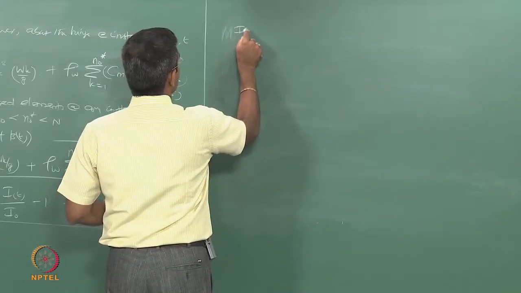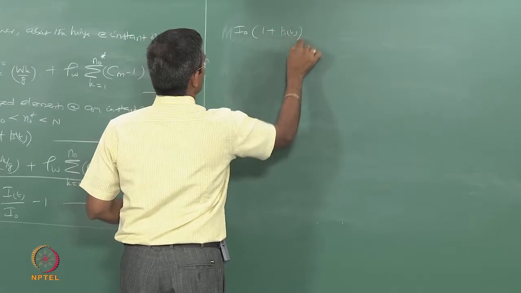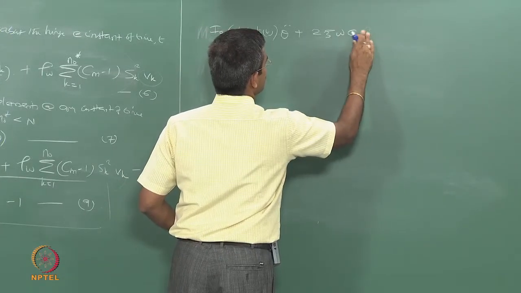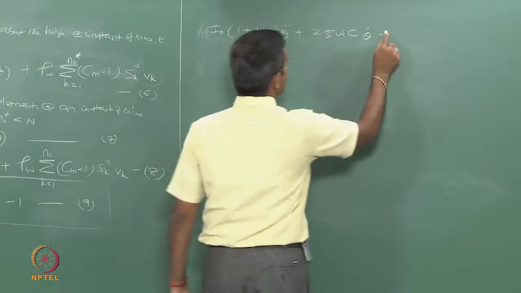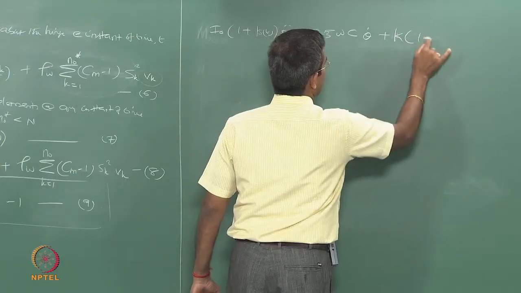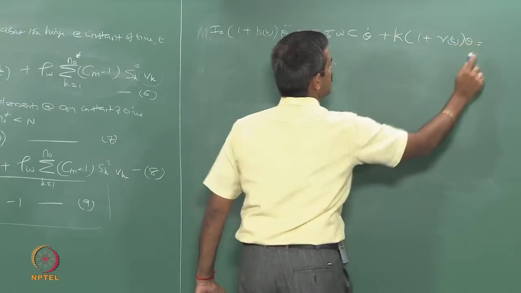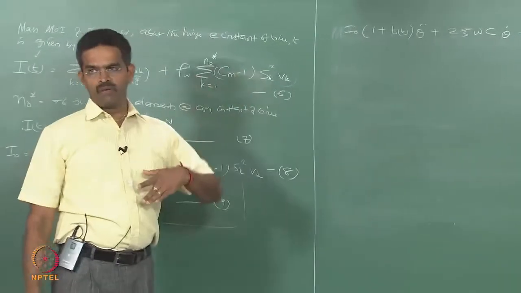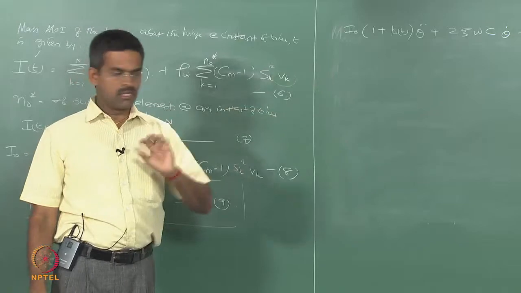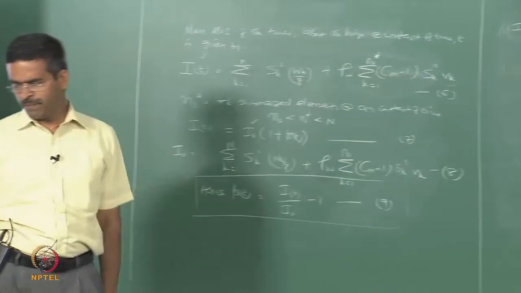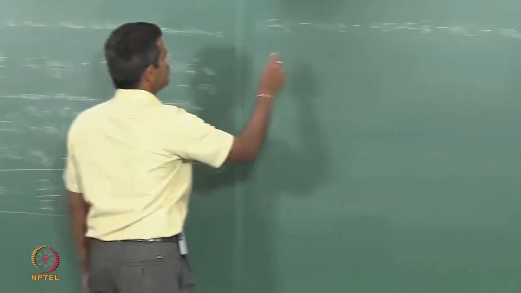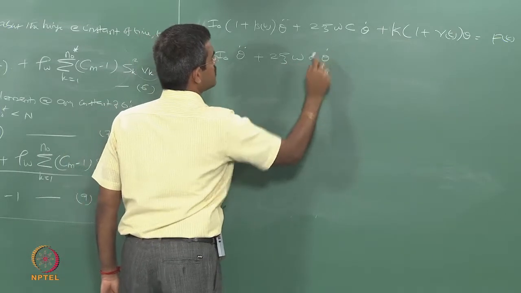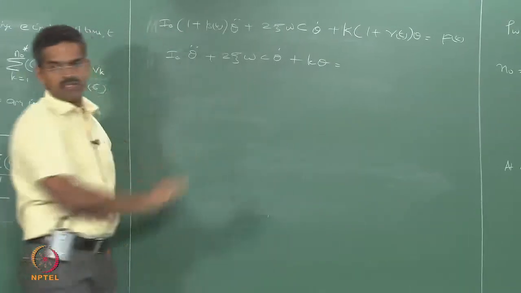Let us say I naught into 1 plus beta t, theta double dot, plus 2 zeta omega c theta dot, plus k into 1 plus nu of t, theta, is the moment of all the lateral forces acting on the nth segment, taking moment about the hinge of the tower. I rewrite this: I naught theta double dot plus 2 zeta omega c theta dot plus k theta. It is a classical equation of motion in theta.